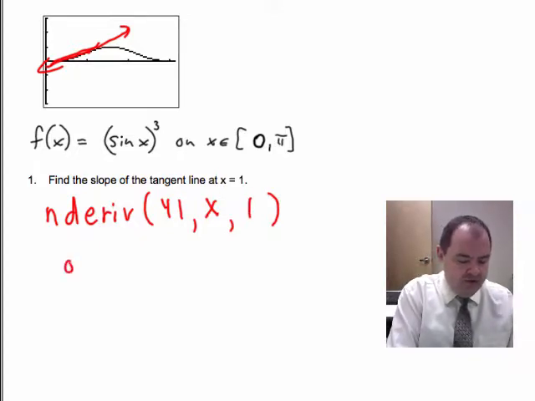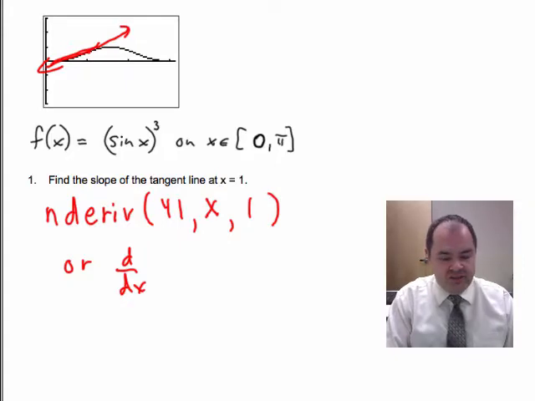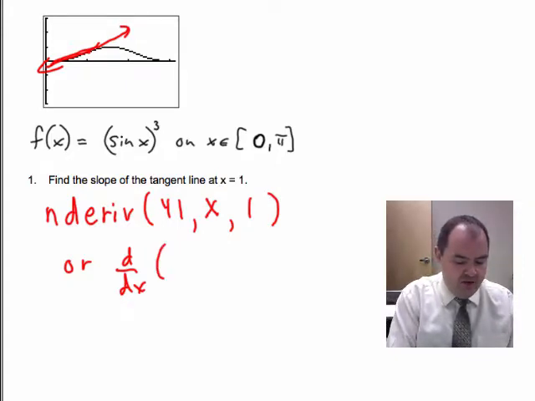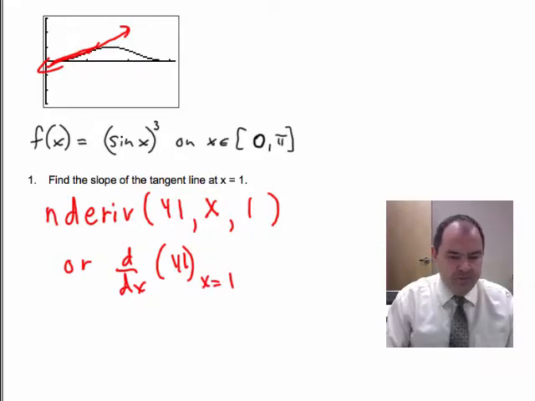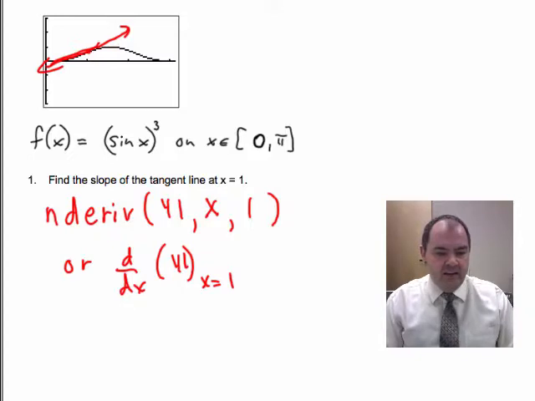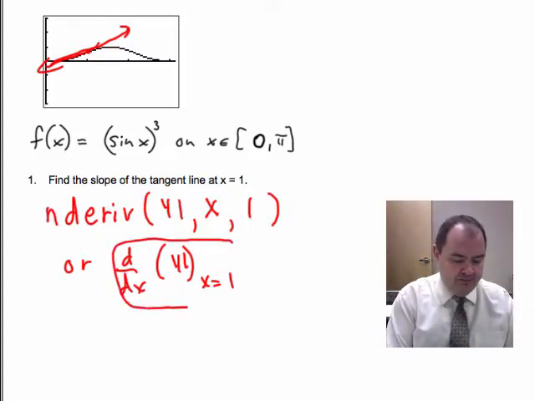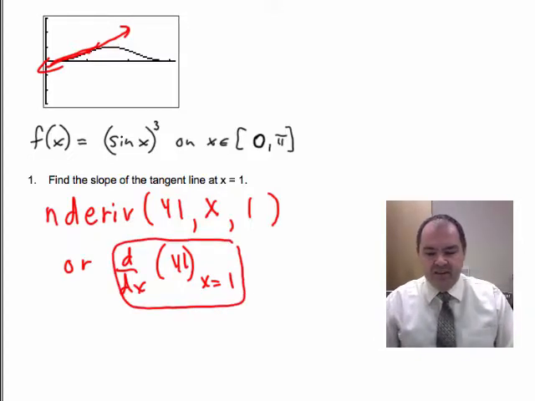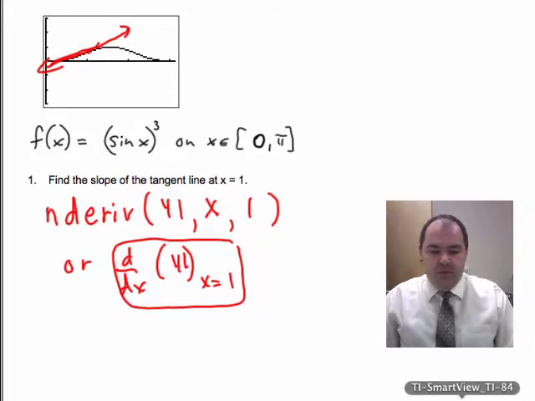Now if you have a newer version of the calculator, what you're going to do is enter it this way, which is more traditional syntax. The derivative of y1 at the point where x equals 1. And the calculator I have actually uses the newer syntax. But where you find these commands is the same on both calculators.